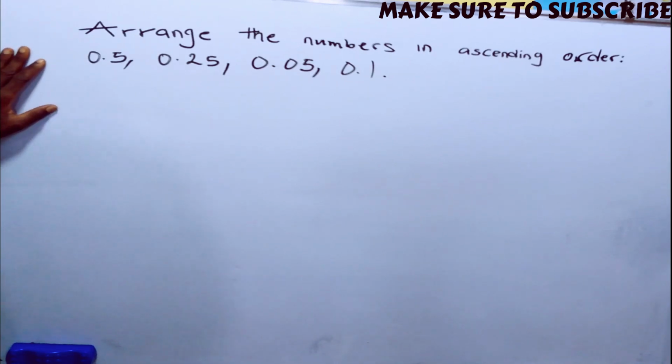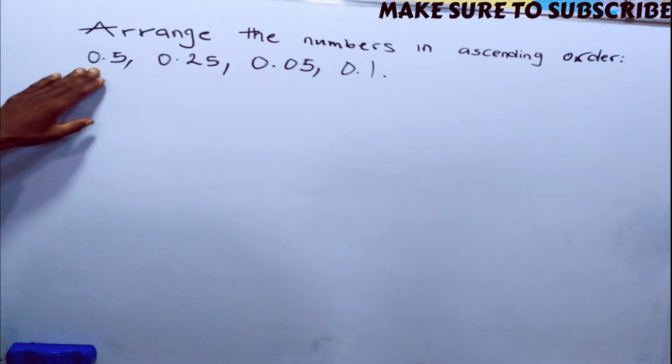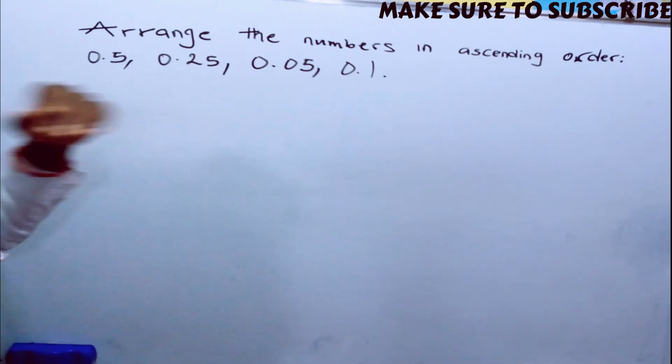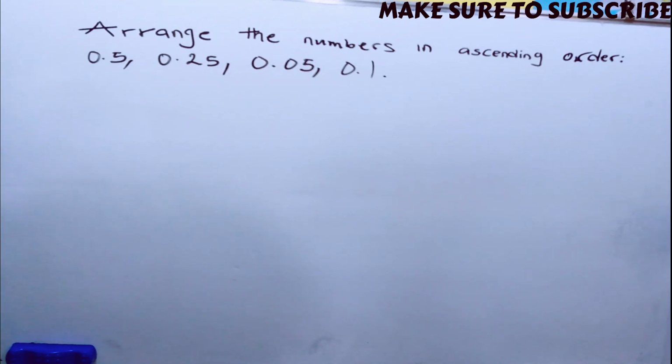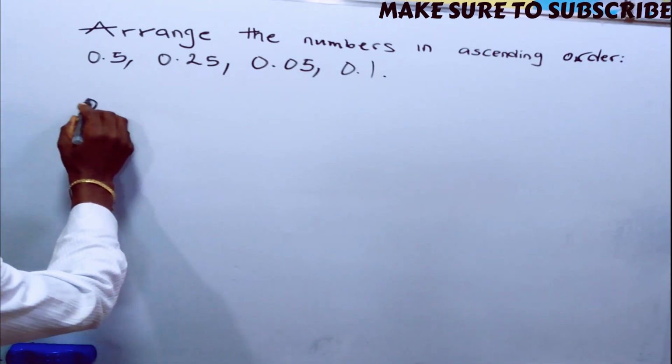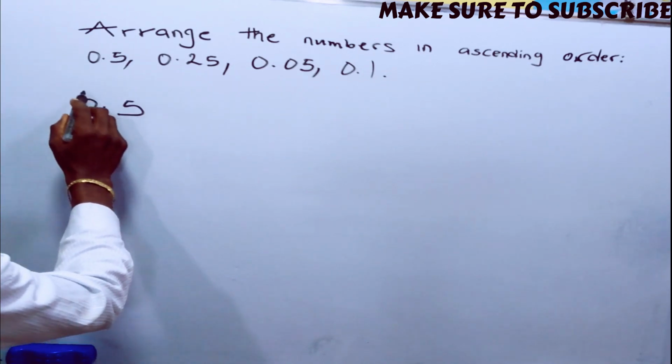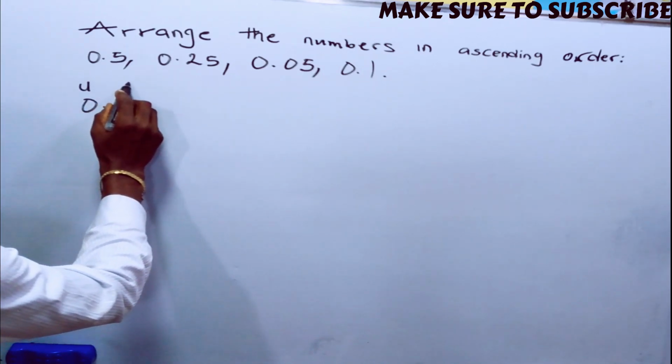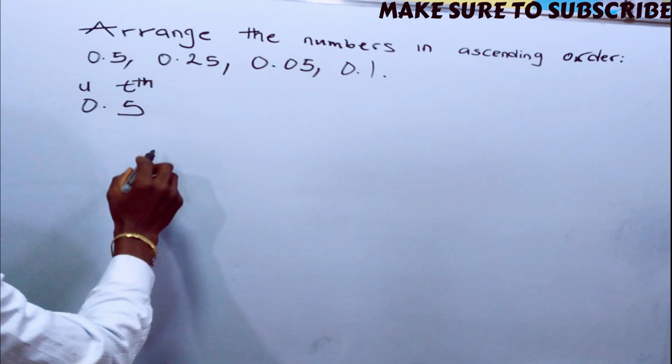We can solve this problem in two ways. The first is to compare each fraction by placing them under the place values. And for the first fraction, we have 0.5, and 0 here is unit, and here is tenth.